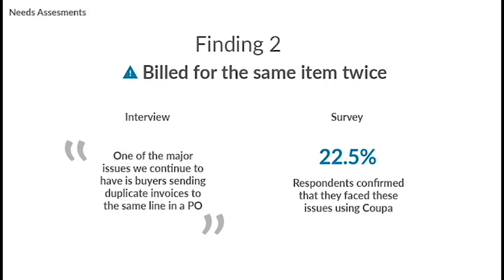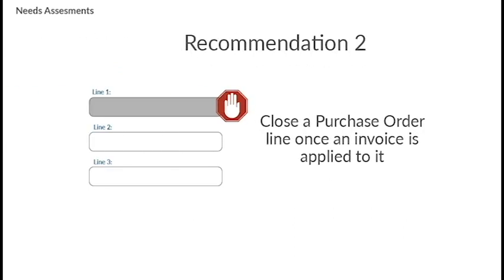Our interviewees expressed that repeat invoicing is the chief driver of supplier disputes. Oftentimes, these disputes need to be resolved via costly conversations with suppliers. We suggest that these issues could be resolved by closing a purchase order line once an invoice has been uploaded against that line. This would prevent any repeat charges to an individual purchase order line.